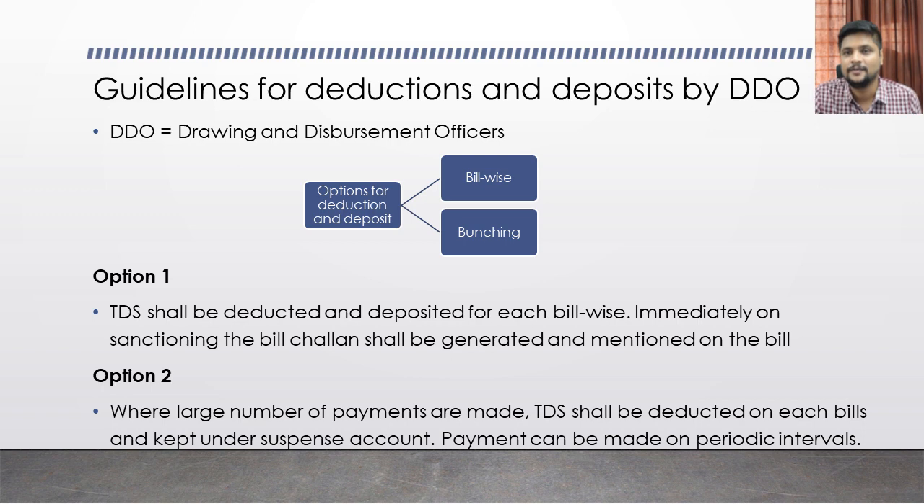Either it has to be deposited bill-wise, or it can be deposited for various bills together at stated periodic intervals. Those are the options provided by the Act for the DDO. Clear? So with this, the provisions relating to TDS are over. Let us now enter into the provisions relating to TCS.